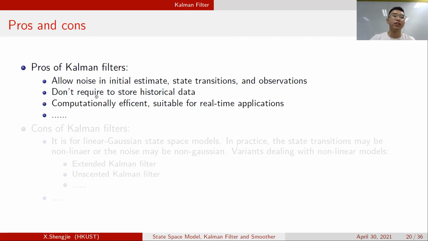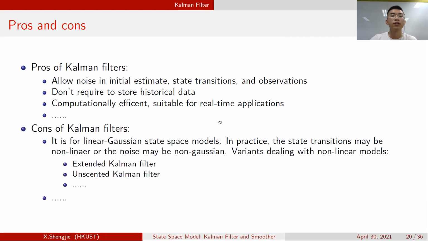And the second advantage is that it doesn't require storing any historical data, because when we're doing the forward loop, the forward flow, we only need to update our previous state and then predict, and then update, predict. We don't have to store our previous states because of the Markov property in the hidden state. So the third advantage is that it is computationally efficient. It's pretty fast, just a few lines, and you forget about the previous data. So it's widely used in real-time applications, for example, self-driving cars, which are pretty popular nowadays.